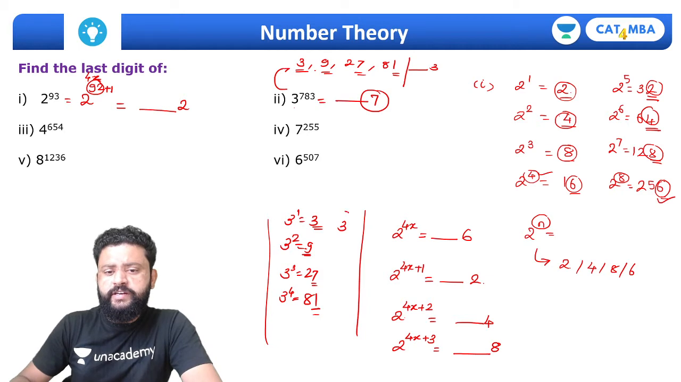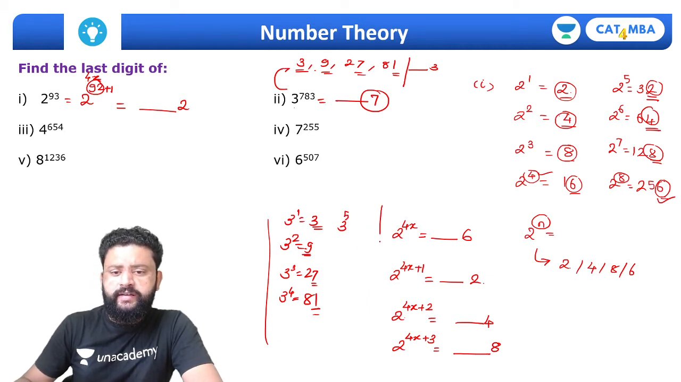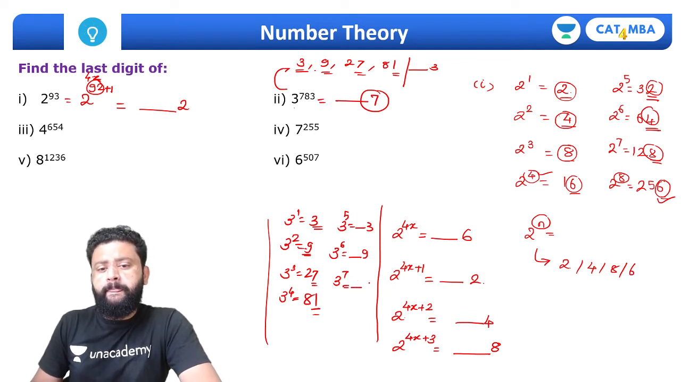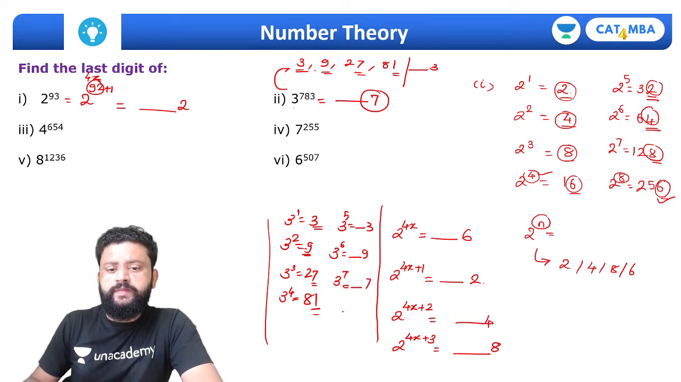So if it is 3 to the power 5, it will surely end with 3. Last digit will be 3. 3 to the power 6, last digit will be 9. 3 to the power 7's last digit will be 7, and 3 to the power 8, it will again be 1.